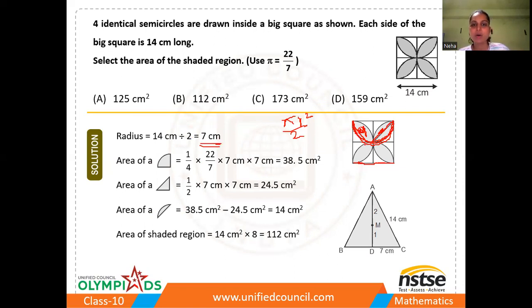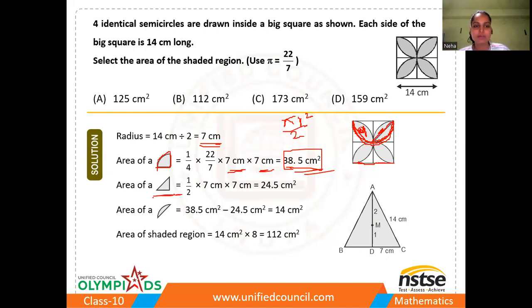Clear? Now, what is the area of the 1 by 4 part of a circle? This is nothing but 1 by 4 pi r square. That means 1 by 4, pi is 22 by 7 and radius is 7. So this is nothing but 38.5 centimeter square. Clear?